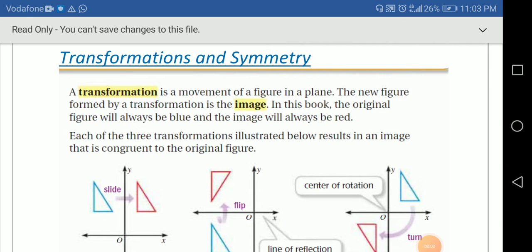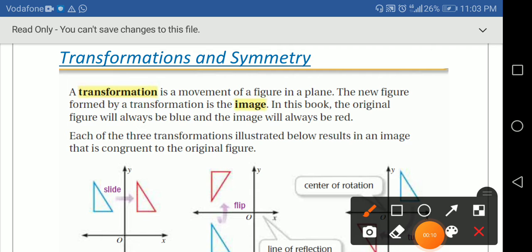I hope you're fine. Today we're going to talk about transformations and symmetry. So let's start. When I talk about transformations, I have here a movement of a figure. So I have here the original figure and its image.